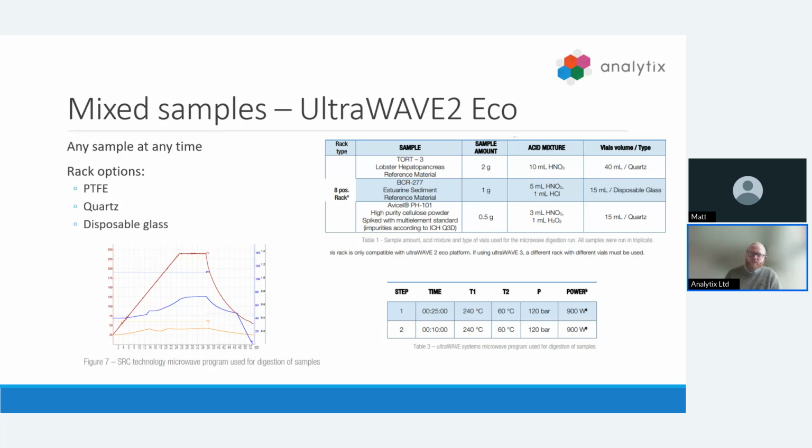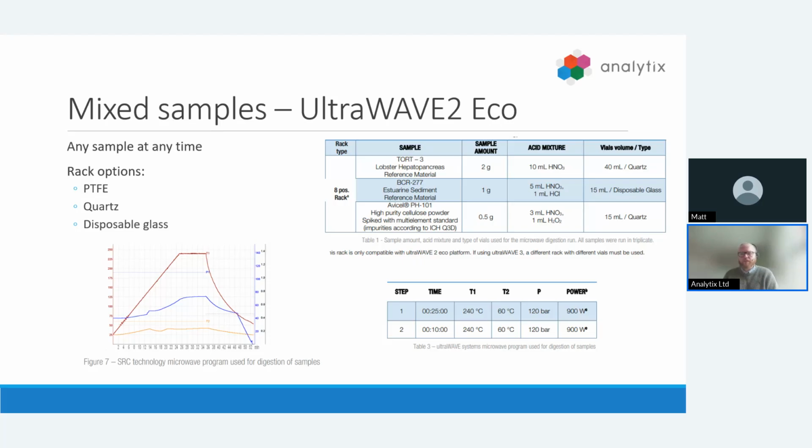In this case study, a mix of samples were analyzed, ranging from 0.5 grams up to 2 grams, all prepared for a single run. You can see here in table 1 those range of sample masses and acid chemistries, and a range of vial types run as well. What this is doing is just really nicely demonstrating that one method fits all.